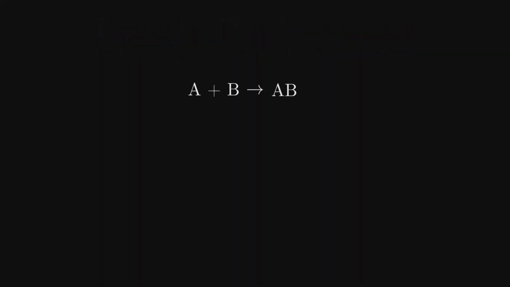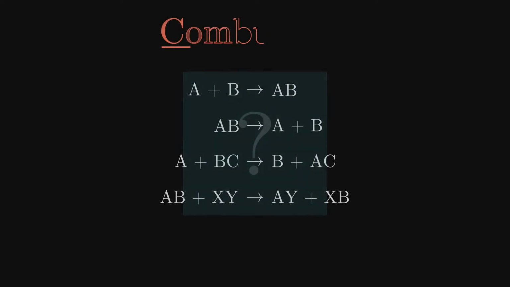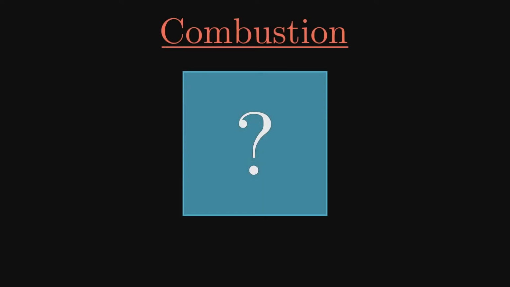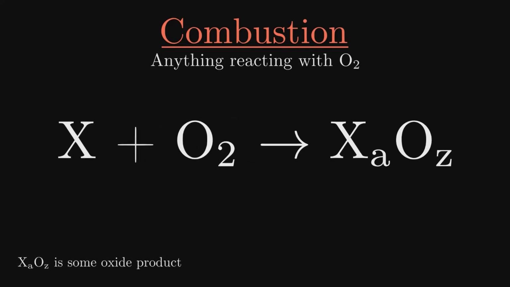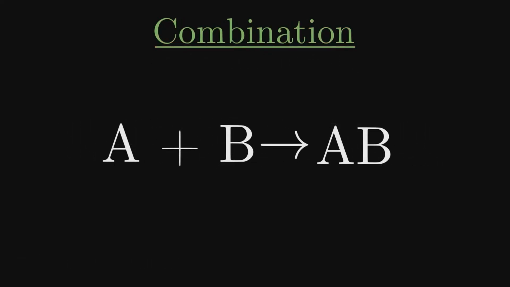None of the previous 4 reactions had any requirements on the elements involved, but that all changes with the 5th and final type, combustion. You might already know the element required for combustion, but for those unaware, it's oxygen. This makes it easy to identify because oxygen must be a reactant. The general form looks like this, which ticks all the boxes for combination though.